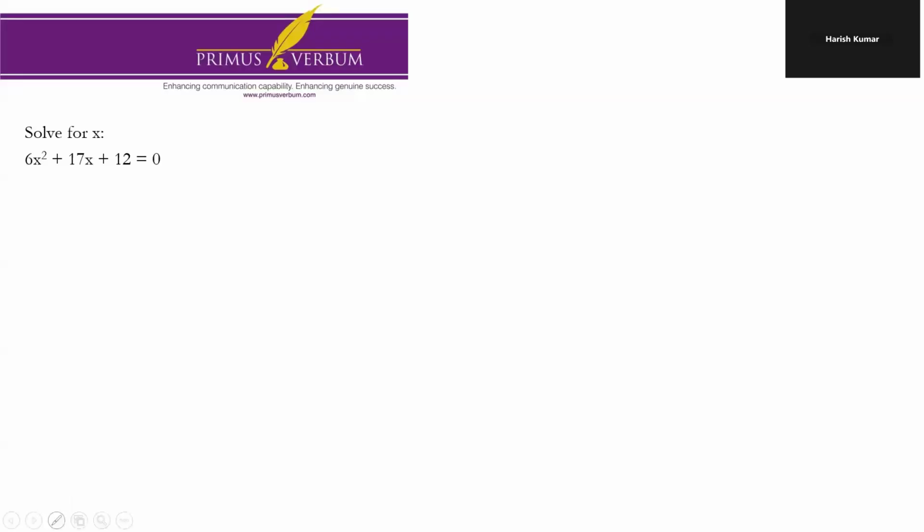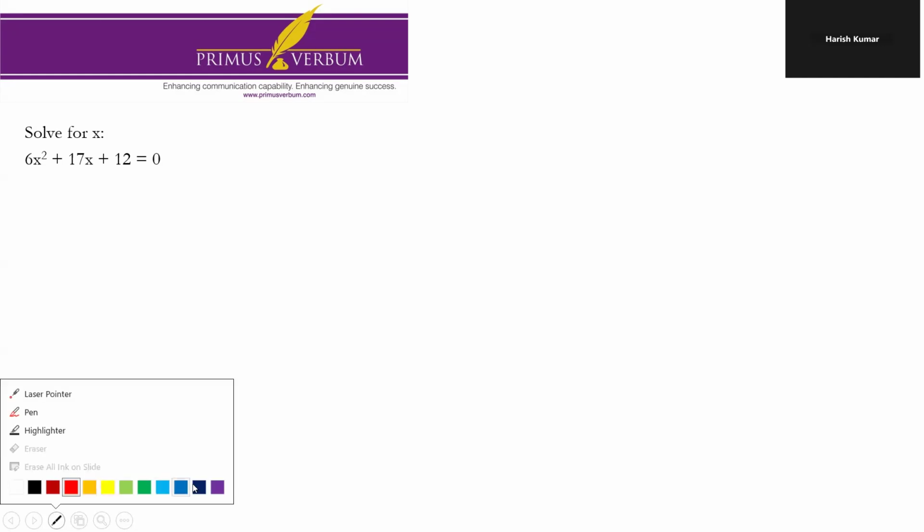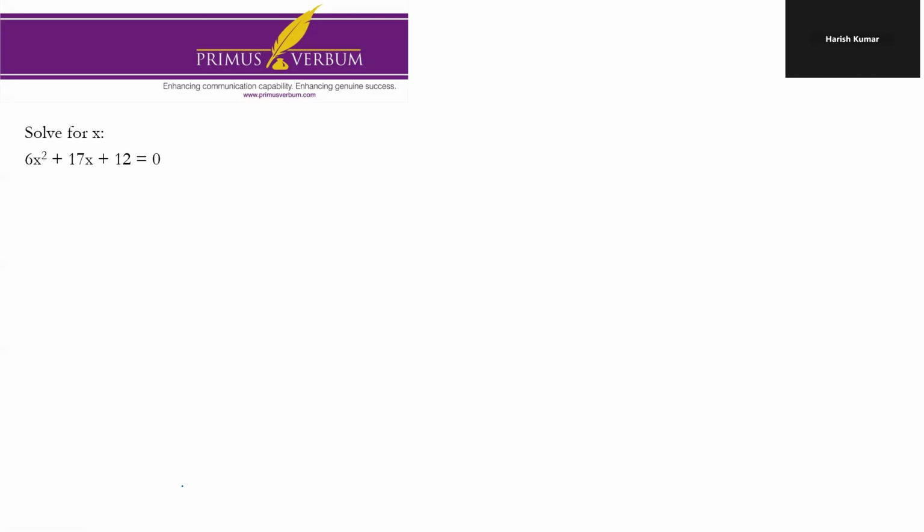Hi students, so let's have a look at this problem. Solve for x: 6x² + 17x + 12 = 0. Now here we see that the coefficient of x² is not 1 but 6. So the coefficient of the quadratic term is 6.